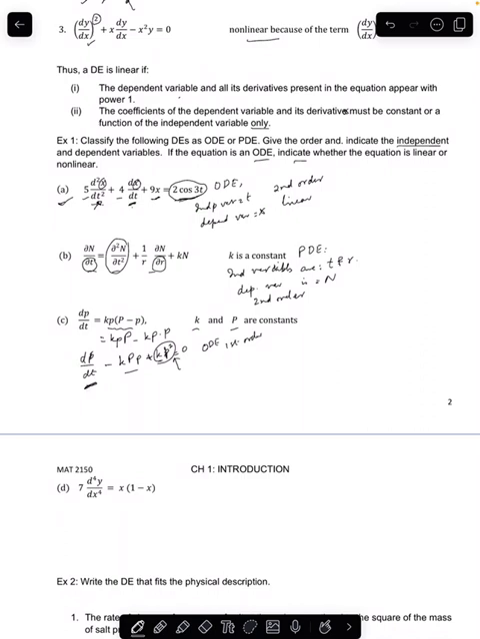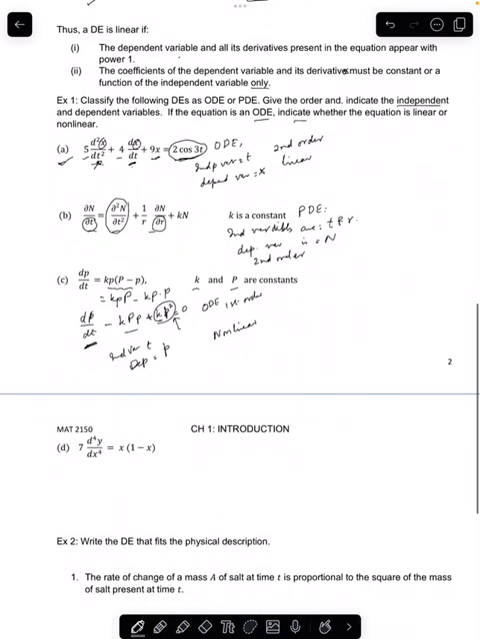The order of the differential equation depends on the highest derivative that we are taking. So it's a first order differential equation, and the independent variable is t. The dependent variable is little p. And is it linear? No, it is a non-linear equation, because of the quantity kp squared, this term.